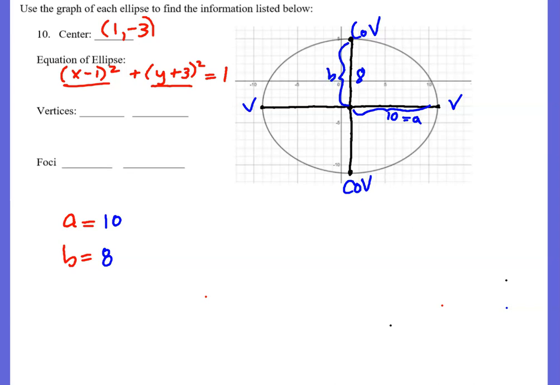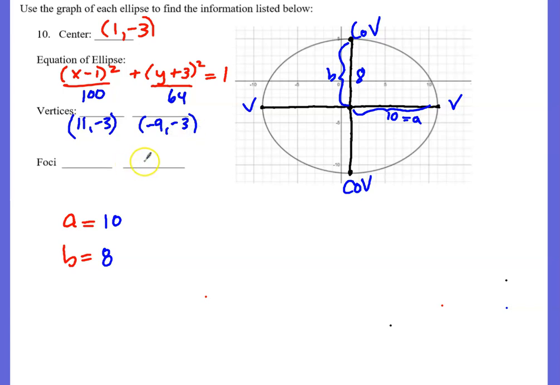Okay, so now I should have my vertices. I could have gotten them anyway, but let's finish the equation. The longer direction is in the x, so I'm going to make that the denominator, a squared, 100, b squared, 64. My vertices, I could use this to count over. This one is at (11, -3), and this vertex is at (-9, -3).